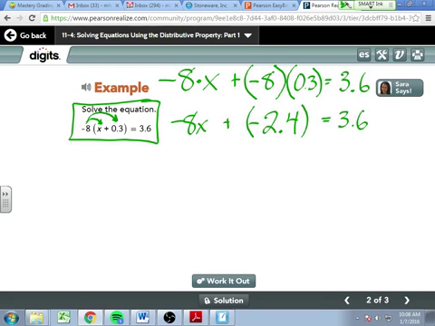Notice that I haven't changed colors yet. I've not done any solving. I've not done anything to both sides. All I've done is simplify so far.